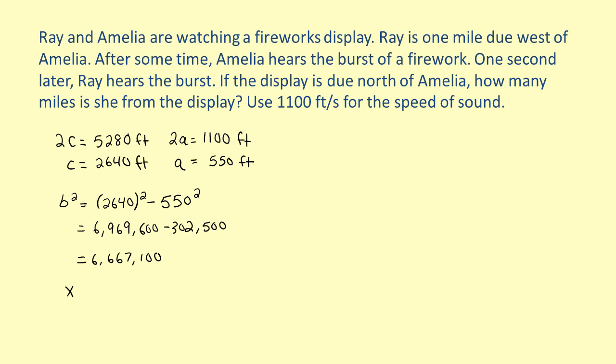Now that we have b squared and a squared, we can set up the equation for this hyperbola. So our equation is x squared over a squared, which is 302,500, minus y squared over b squared, which we now know is 6,667,100, equals 1. Now that we have our equation set up, we can use it to find out how many miles Amelia is from the fireworks display.